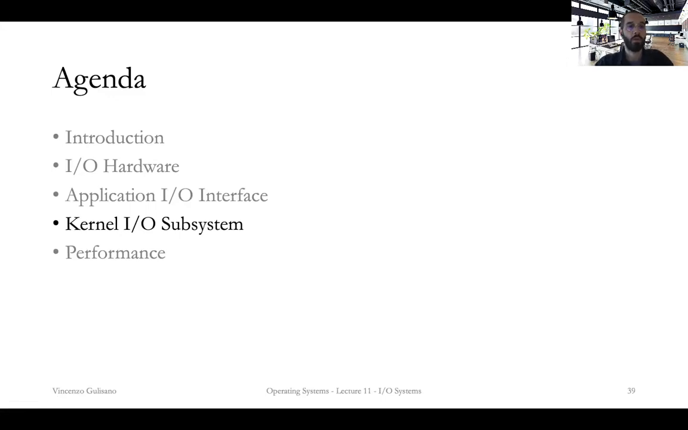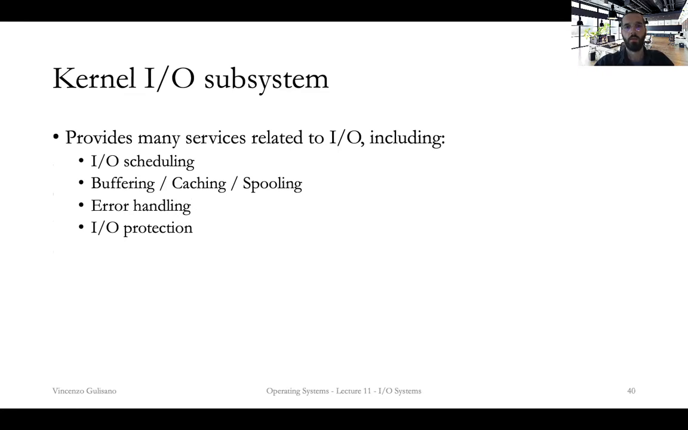We move now to the part of the kernel that is the input-output subsystem. We are going to look at some specific aspects and things that are done at this level in the kernel. So the services we are going to discuss here are the scheduling of input and output. We will look at the buffering, caching, and spooling mechanisms.